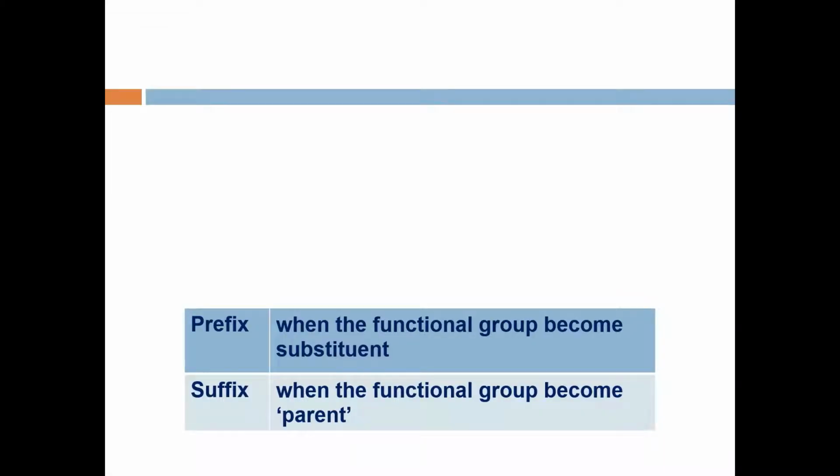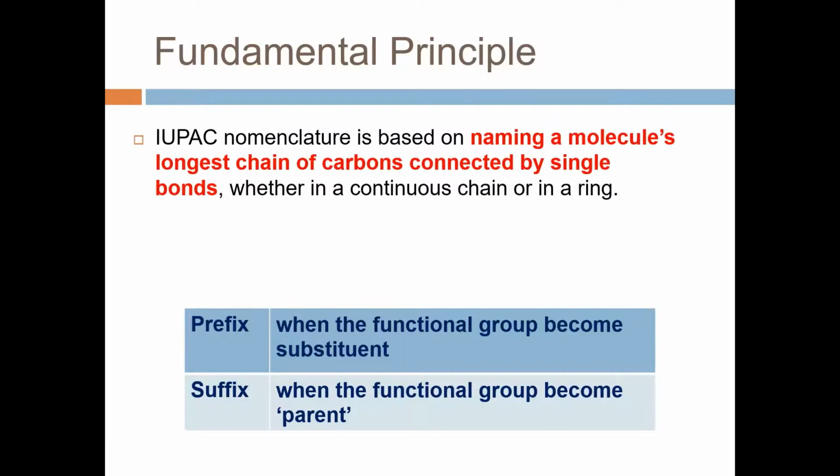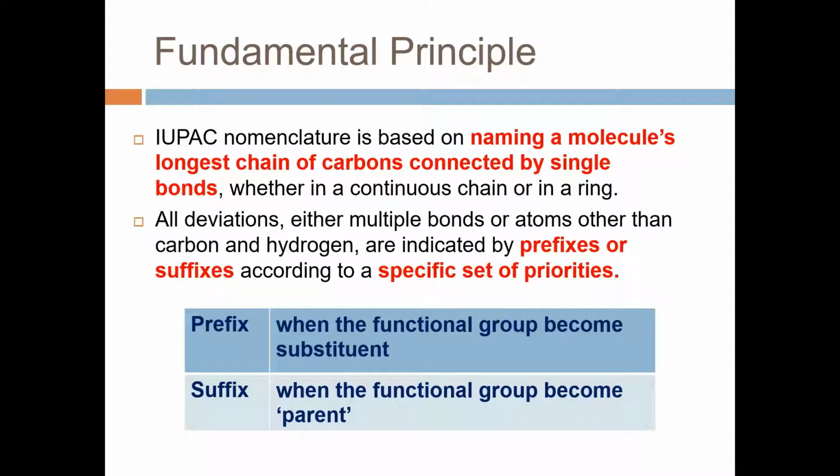The basis of IUPAC nomenclature is that firstly, you need to find the longest chain of carbons, and then you need to find the substituents attached to the longest chain. These substituents are called prefixes or suffixes. And then the longest chain, we name them parent or suffix.